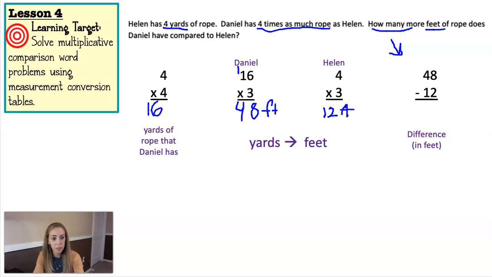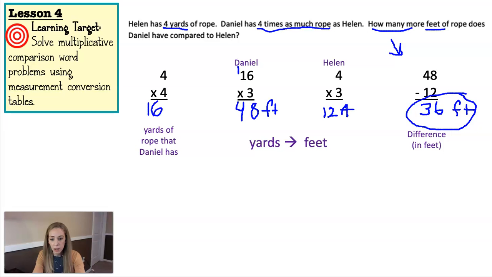Okay. So the difference in feet, because they're asking how many more feet of rope does he have, is we have how many feet Daniel has, take away how many Helen has to find the difference. So 8 minus 2 is 6, 4 minus 1 is 3, and you better label your answer in feet. And then if there's lots of work, I always tell my kids to circle their answer so that we know which one of these numbers is the actual answer to the problem.